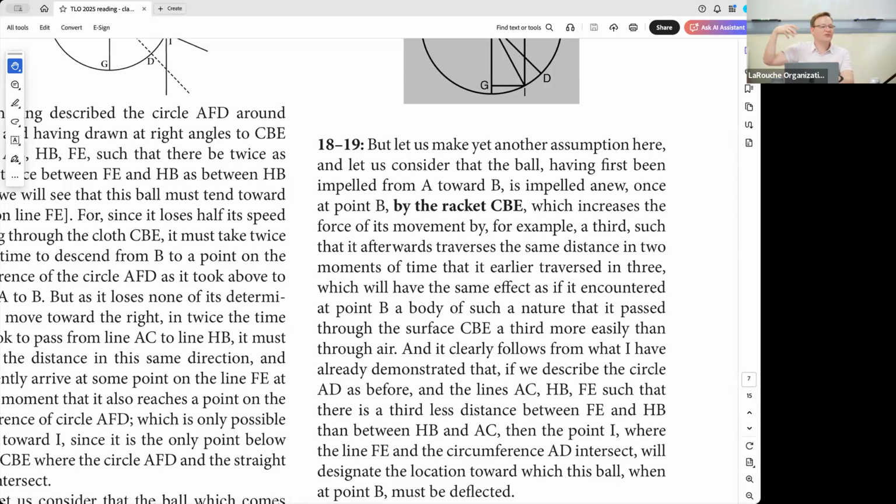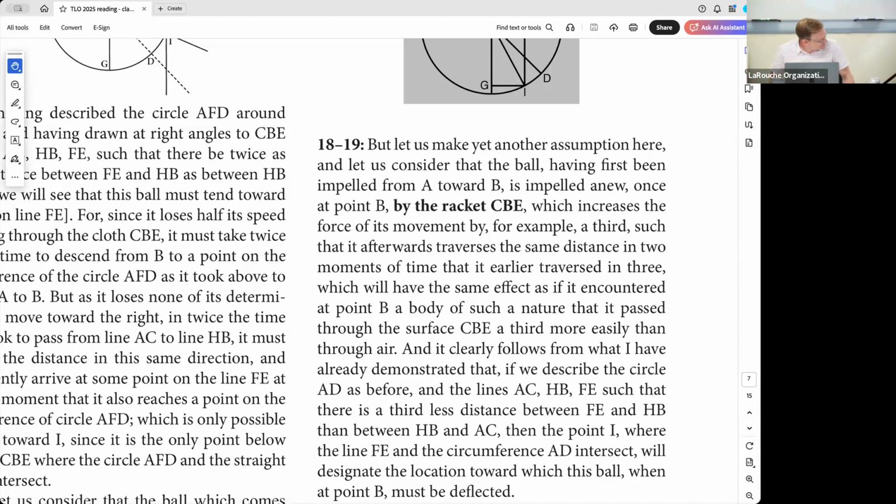What he says is that it's so much easier to move through water that it will naturally speed up when it gets to the water. Because we all know it's much easier to move through water than air, right? What are some things that move more easily through water than through air? People? Okay, a fish.